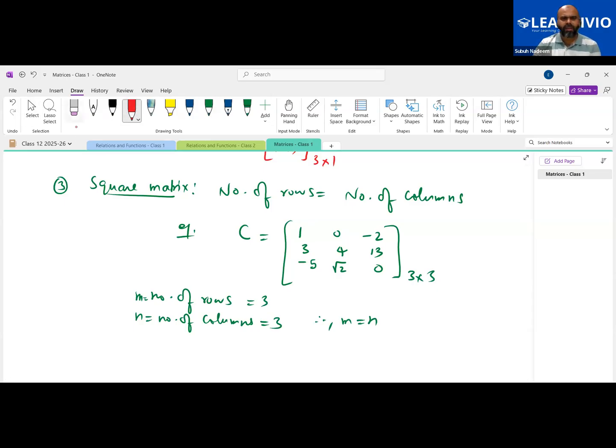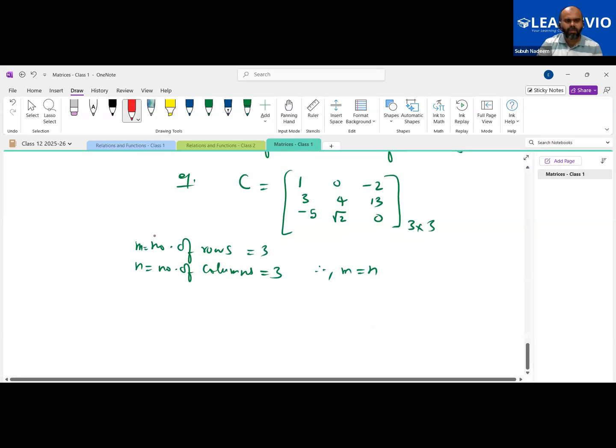And in a square matrix, there is something called the principal diagonal, or we can simply call it the diagonal also.